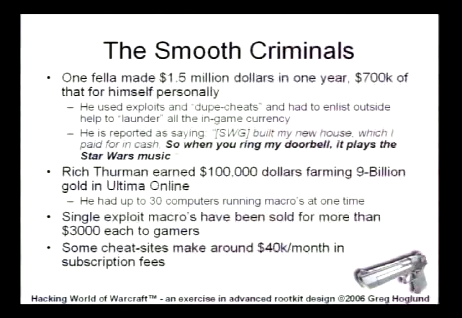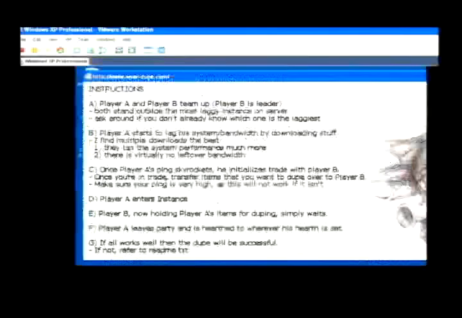Rich Thurman made 100 grand, farming about 9 billion gold. Interesting because he was using a server farm of about 30 machines. On eBay, you can see a single exploit sold for about $3,000. And some cheating sites, familiar with X Unleashed? That's a cheating site. I think they make around $40,000 a month. So cheating is big business.